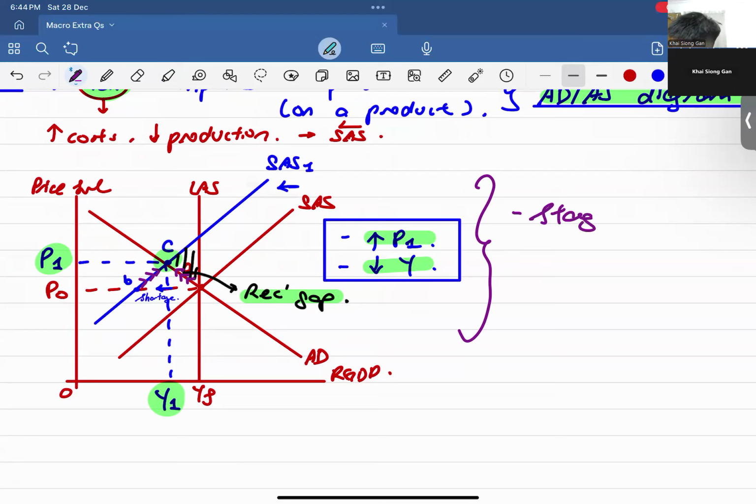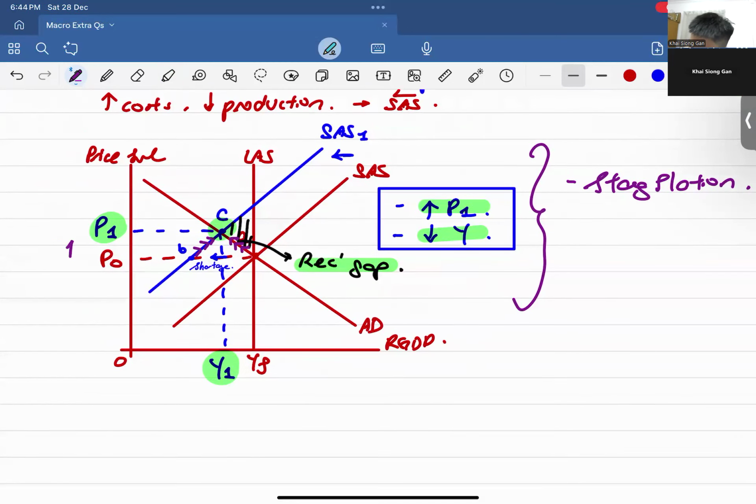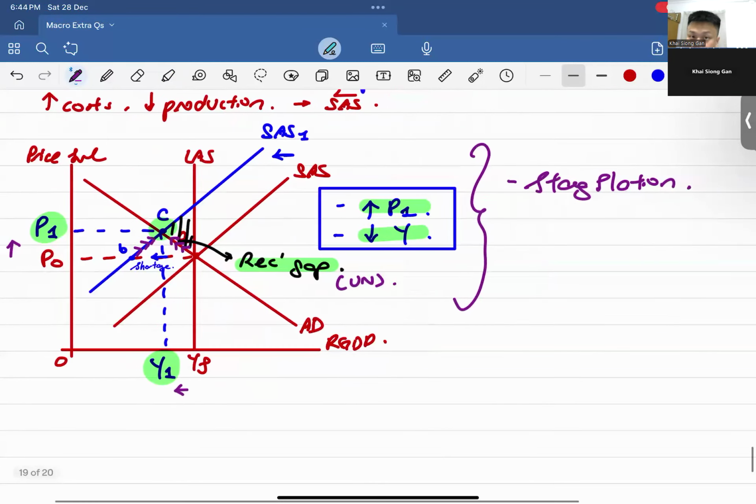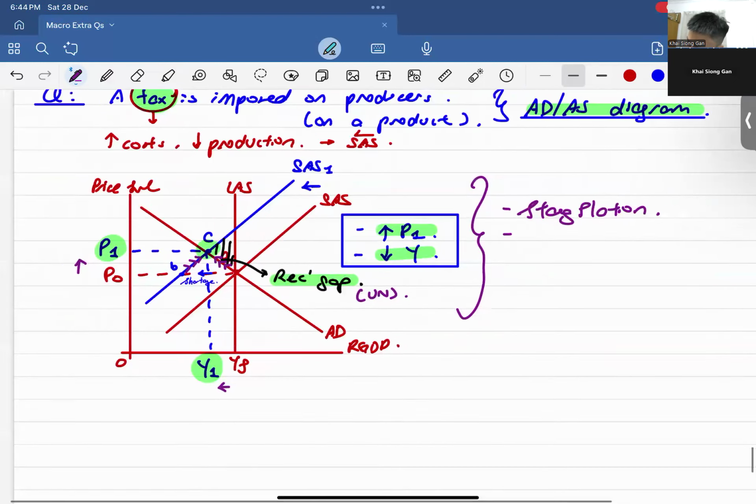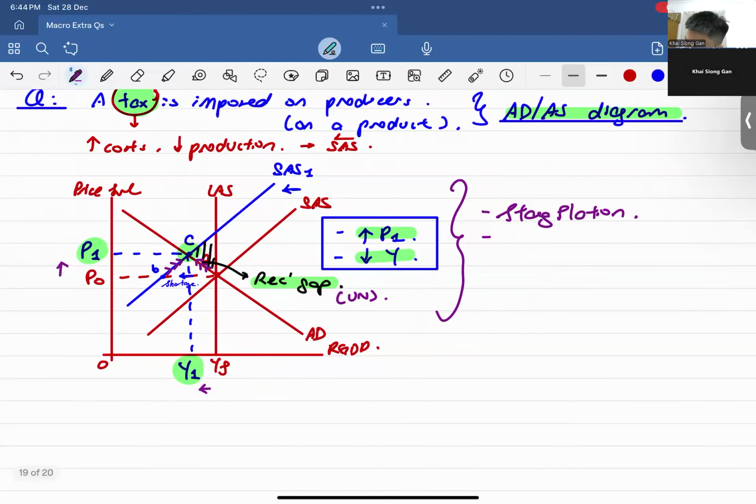Stagflation, right? Because higher costs result in a higher price level and lower output with a recessionary gap. That means some people are unemployed. I can also say it results in inflation, right? Higher price level means inflation. What kind of inflation? Be specific. Tell me what kind of inflation.